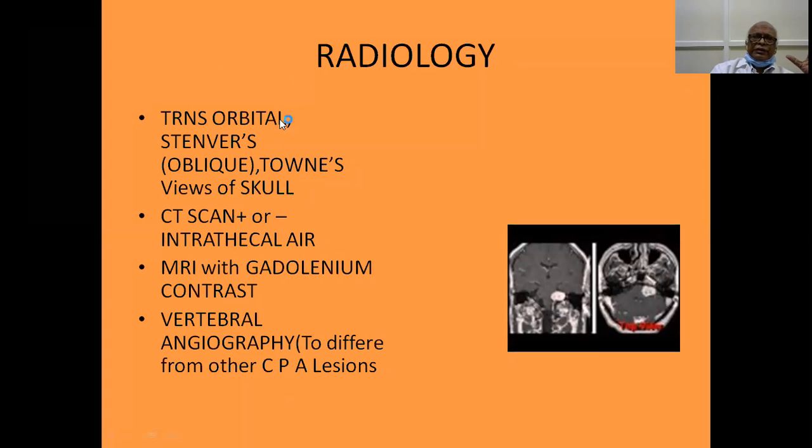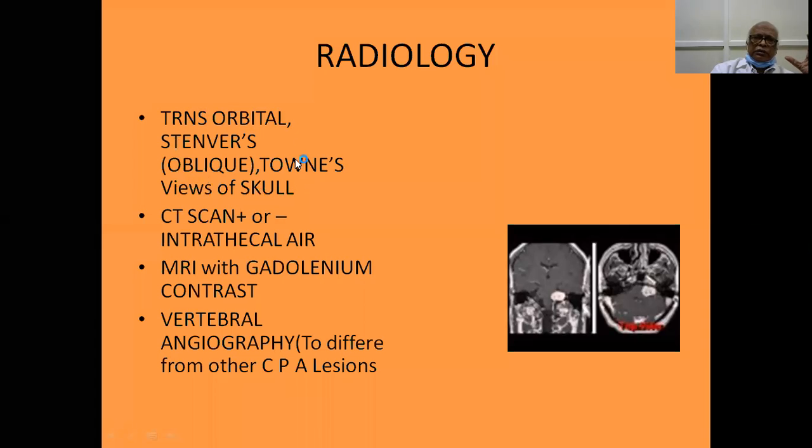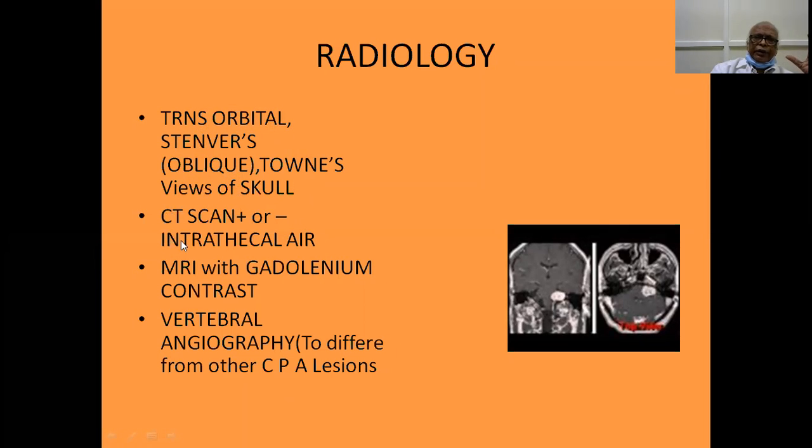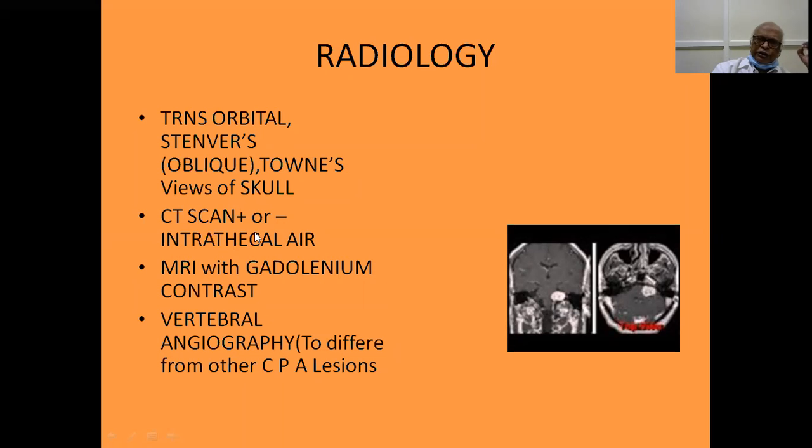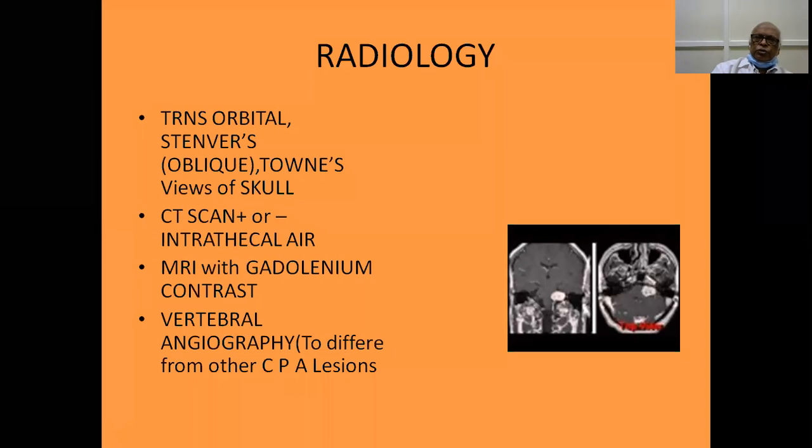Now nobody takes an ordinary skull X-ray; people depend on CT scan. CT scan is very, very useful. If you subject the individual to a CT scan study, then you can see the classical lesion. If the lesion is very small, an intracanalicular lesion, they used to inject intrathecal air through lumbar puncture. Because you have injected the air, you will find the lesion in the internal canal very classically.